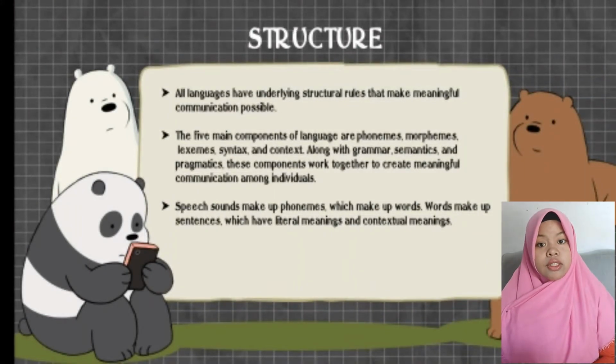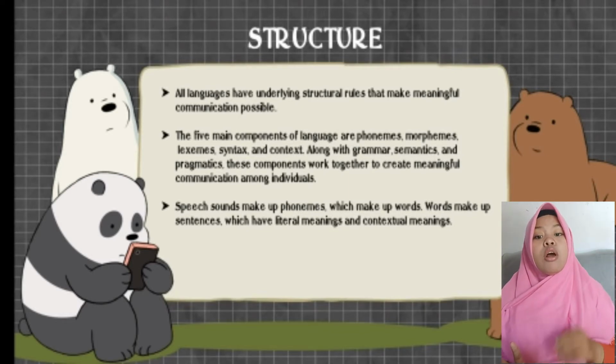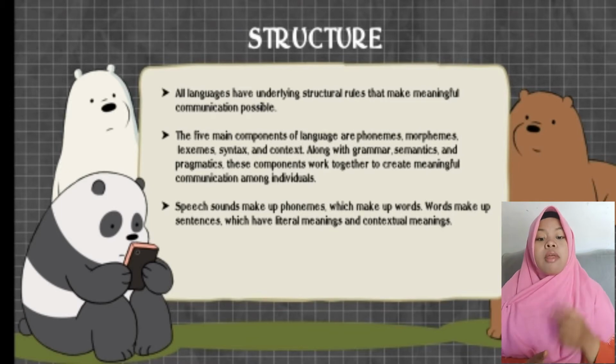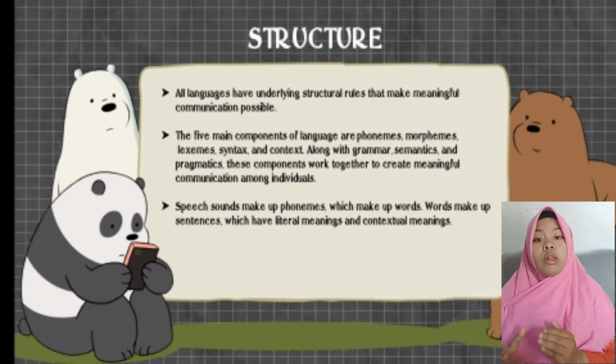First, structure. All languages have underlying structural rules that make meaningful communication possible. So, there are the 5 components of language: phonemes, morphemes, lexemes, syntax, and context, along with grammar, semantics, and pragmatics. These components work together to create meaningful communication among individuals.